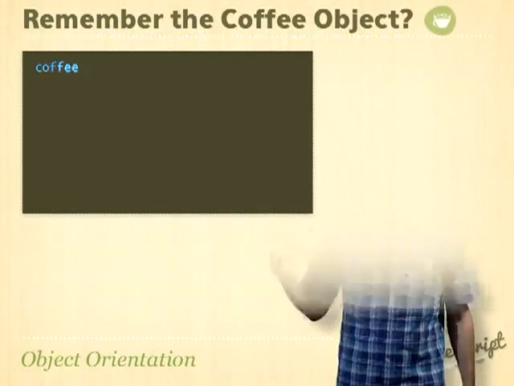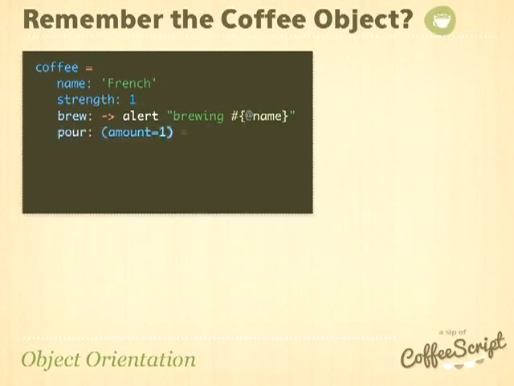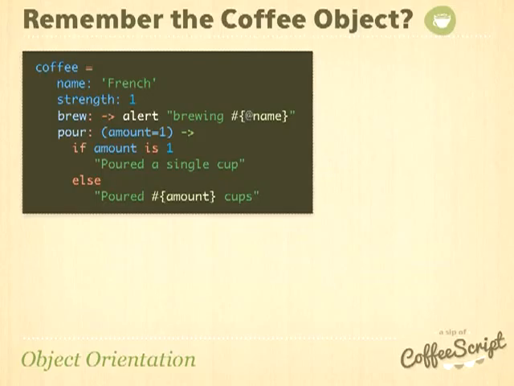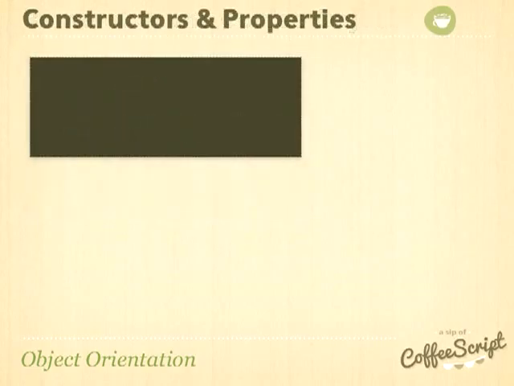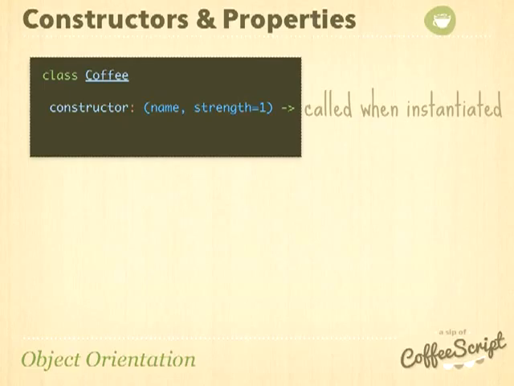Remember this object, right? We played around with this a little bit. We have our coffee object. Well, what would happen if we wanted to, instead of having it as an object, create it as a class? Let's give that a try. So here we have our coffee class. It has a constructor. That constructor is called when it's instantiated. We can't call it explicitly. I'll show you how to instantiate it in a minute.